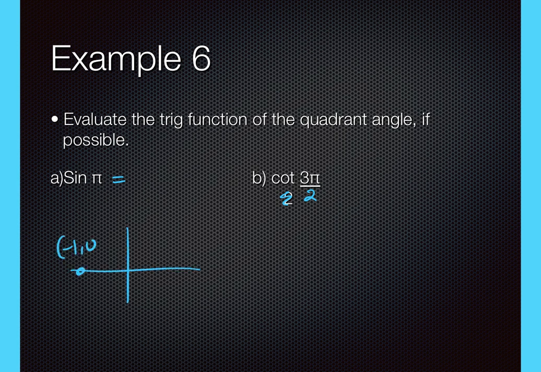Okay, we need to write it out. Sorry. All right, there's our coordinate point, right? What part of that is the sign? The y. So what's the sign at pi? 0.